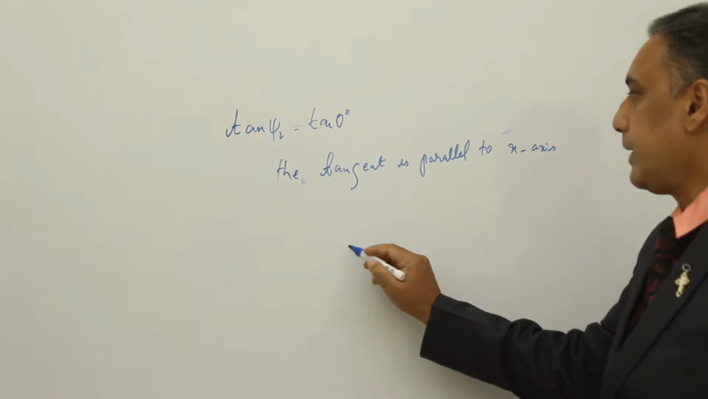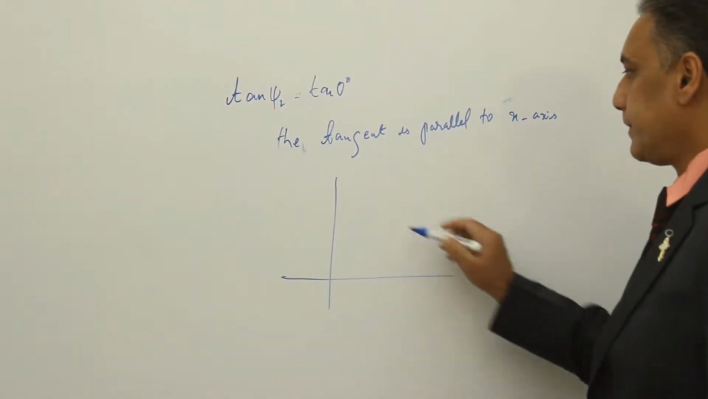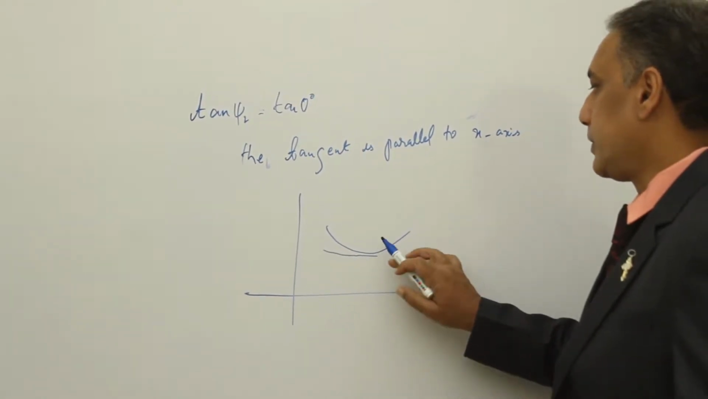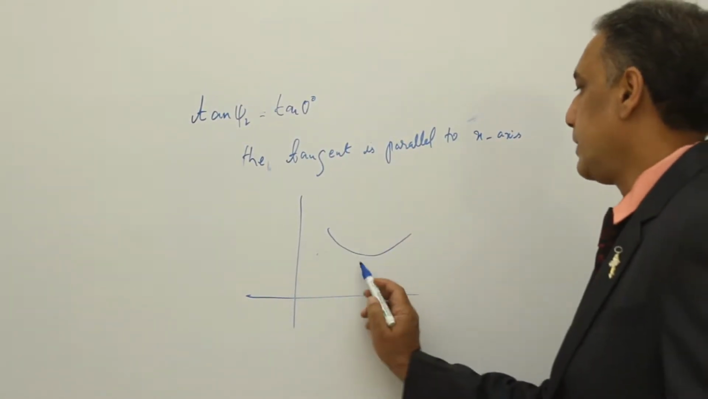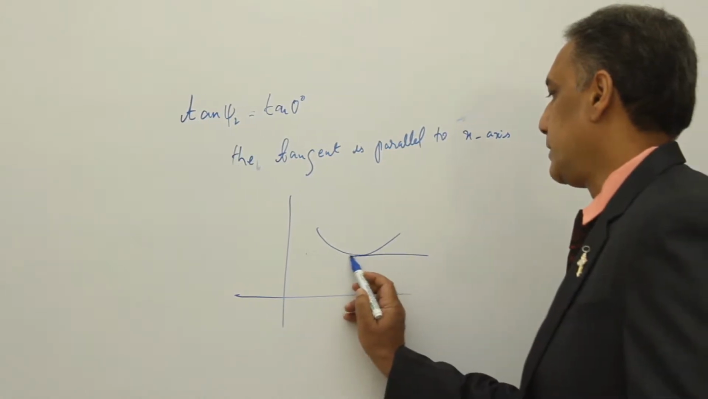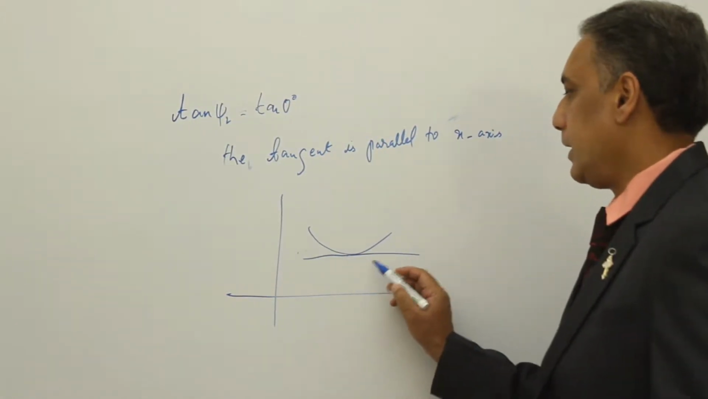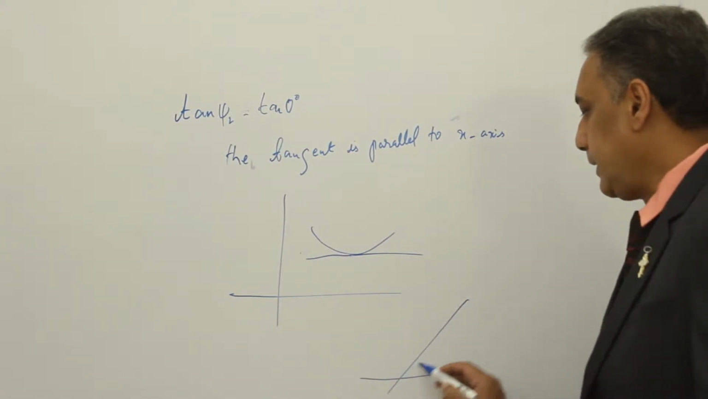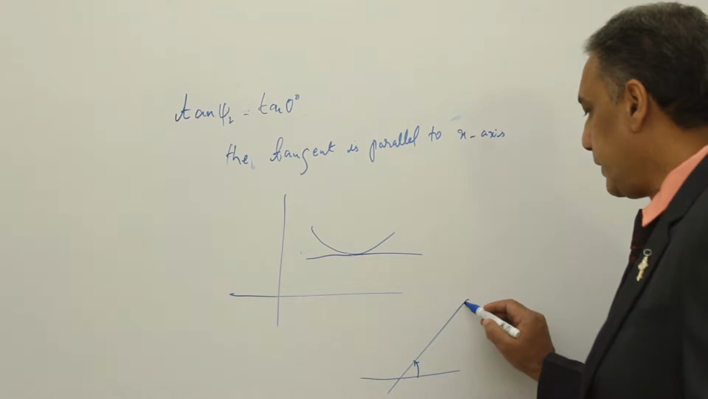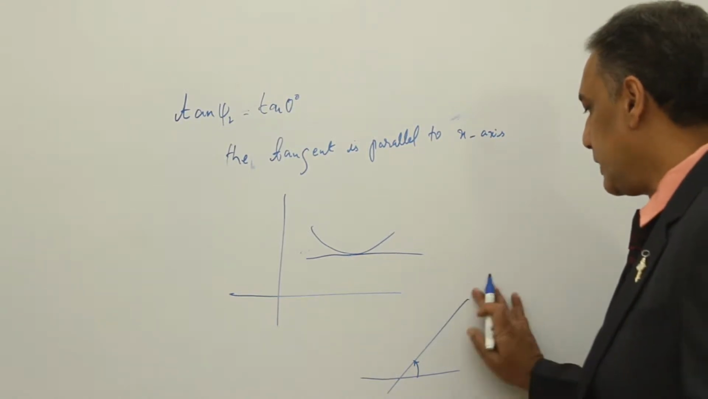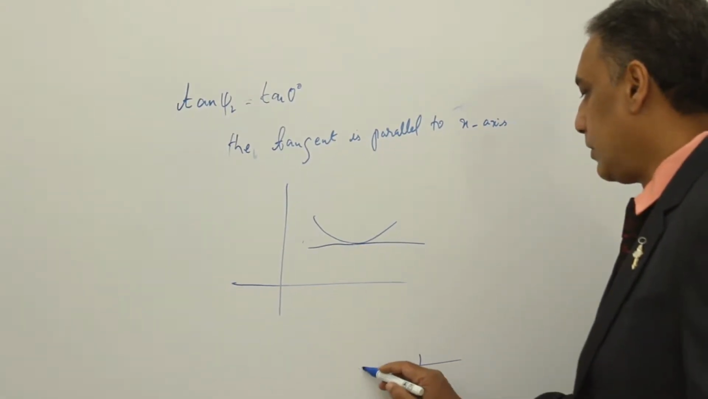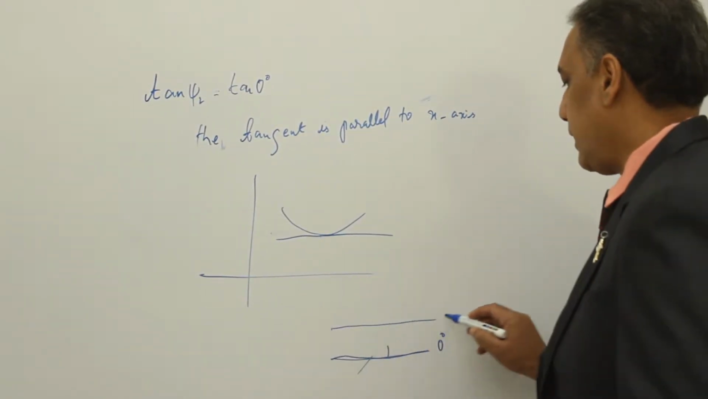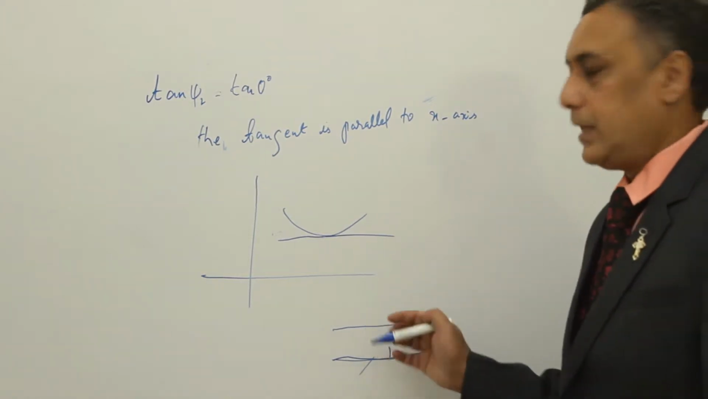So it will be something like this: the curve is like this, and you have a tangent passing through like this. Then the slope is 0 degrees, because the slope is nothing but the angle made by the line. If this angle coincides or merges with the x-axis itself, or if the line is parallel to the x-axis, then the angle made by it will be 0 degrees.